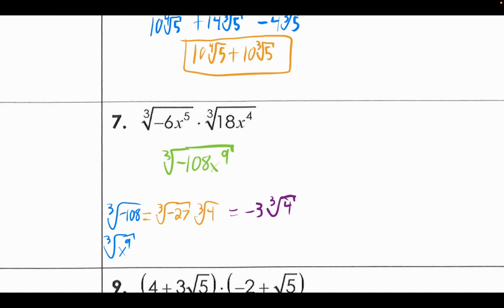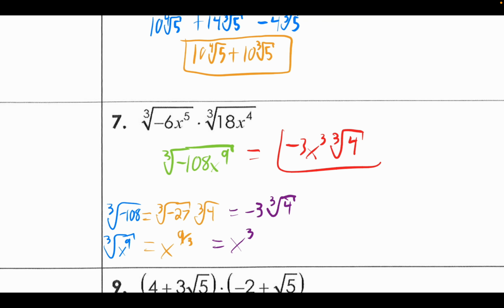And then the cube root of x to the 9th is x to the power of 9 over 3, which simplifies quite nicely to x to the power of 3. And so now, this is negative 3 x to the 3rd times the cube root of 4. That's our answer.